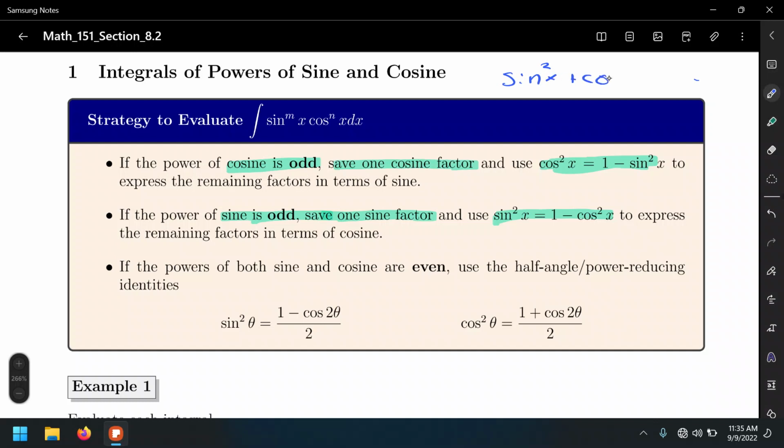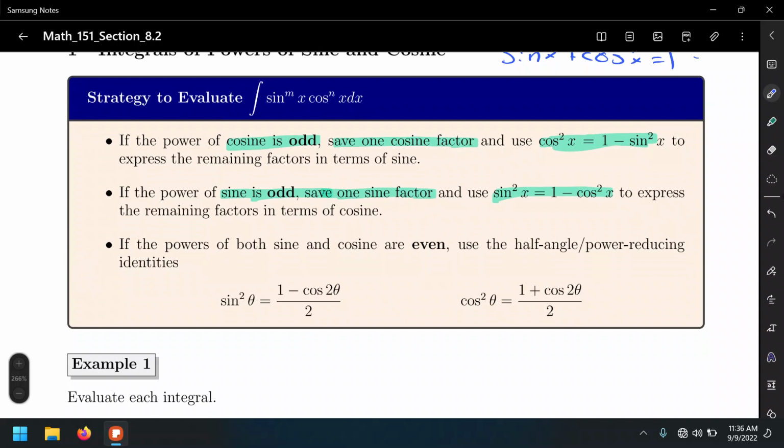Sine squared plus cosine squared equals 1. Depending on our needs, we may need to solve for sine squared, or we may need to solve for cosine squared. Now, it gets a little tricky whenever the powers of sine, cosine, or both are even.